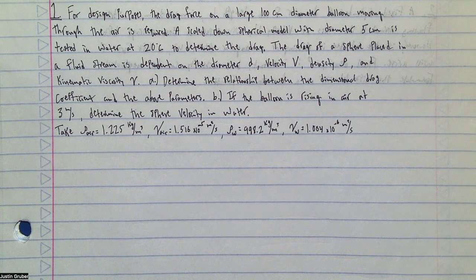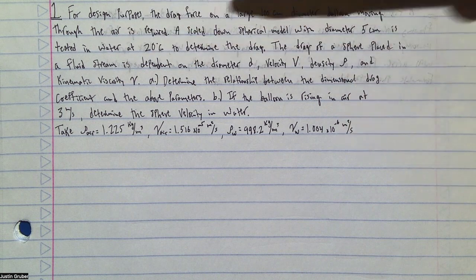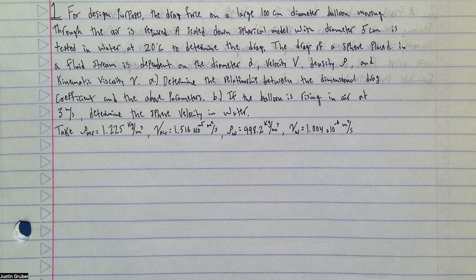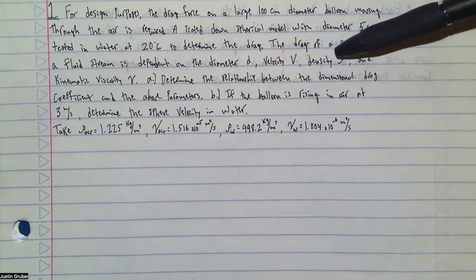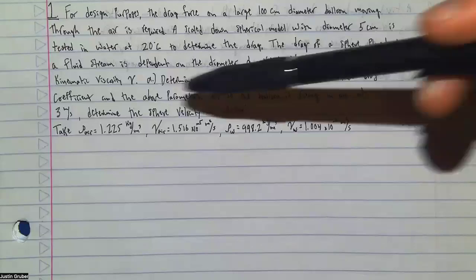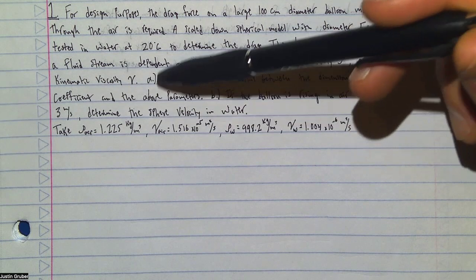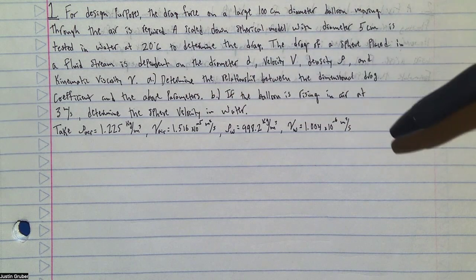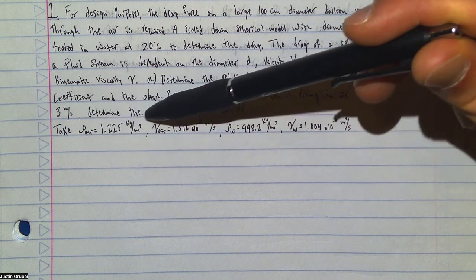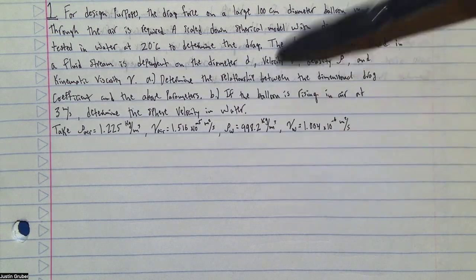Anyway, balloon moving through the air. For design purposes, the drag force on a large 100 centimeter diameter balloon moving through the air is required. A scaled down spherical model with diameter 5 centimeters is tested in water at 20 degrees Celsius to determine the drag. The drag of a sphere placed in a fluid stream is dependent on the diameter d, velocity v, density rho, and kinematic viscosity nu. Part A, determine the relationship between the dimensionless drag coefficient and the above parameters. And B, if the balloon is rising in air at 3 meters per second, determine the sphere velocity in water.